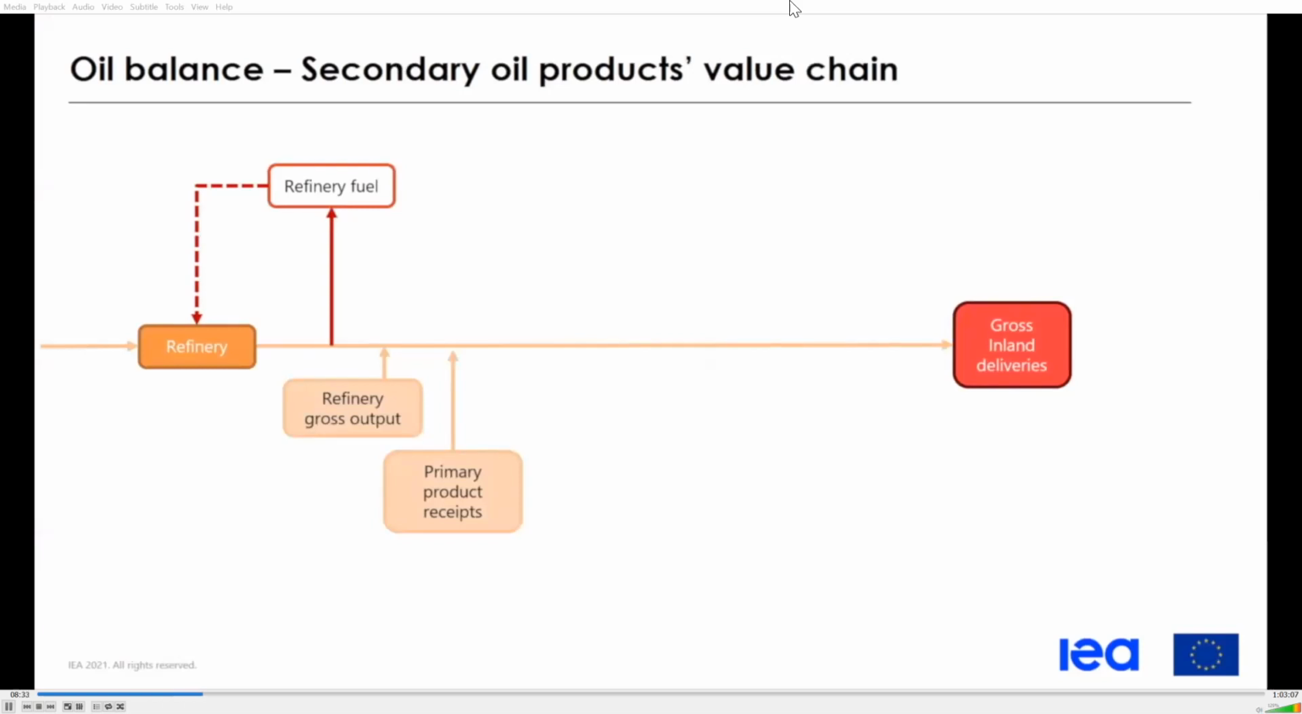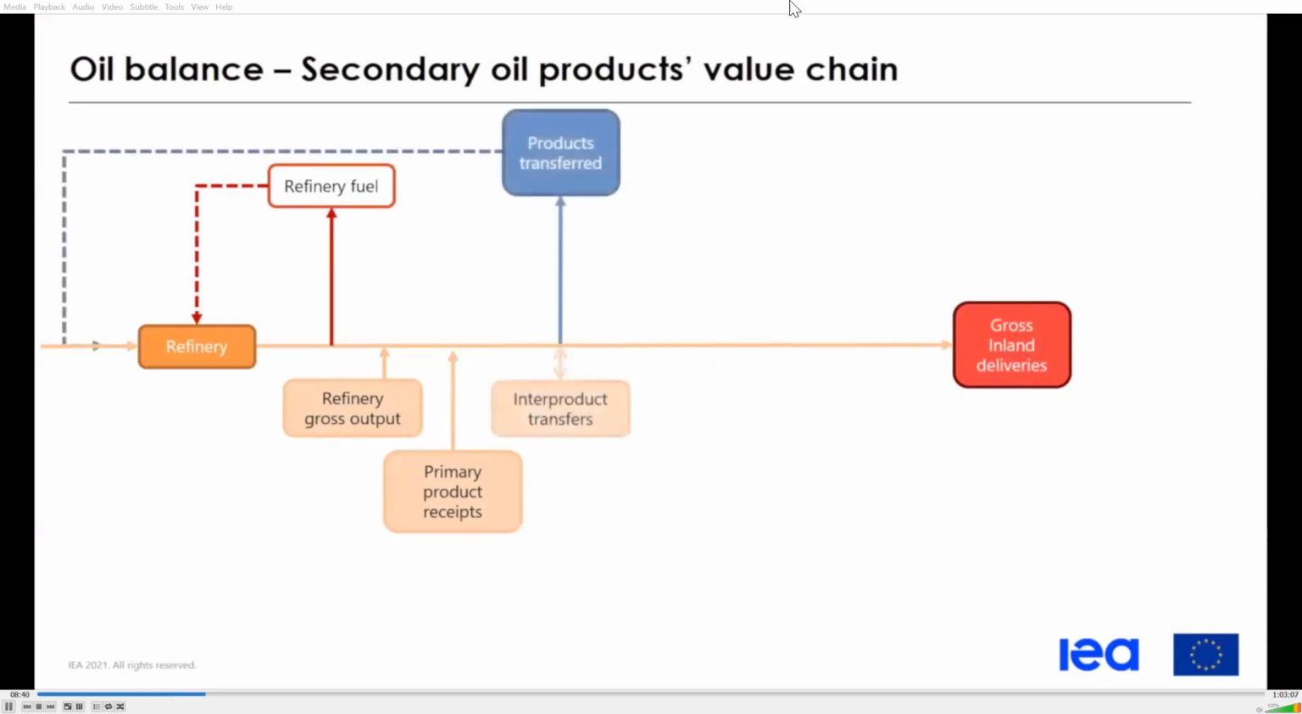So, for example, as I said before, the crude oil that will be burned in a power plant to generate electricity. We can have then some products transferred to be used as primary oil products in the previous slide, and inter-product transfers. Those transfers will be, for example, some specific refined oil products that will be used as another product with other properties.